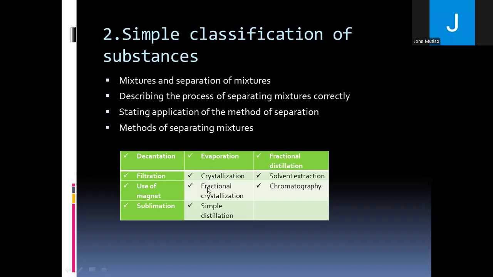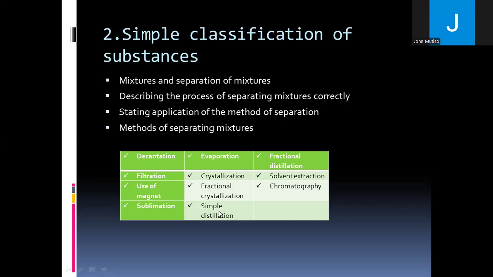crystallization, fractional crystallization, simple distillation, fractional distillation, solvent extraction, and chromatography. Sometimes we need to know the difference between fractional distillation and simple distillation. For fractional distillation, we are separating miscible liquids with close but different boiling points, and there must be use of a fractionating column. Simple distillation, we may not need a fractionating column.